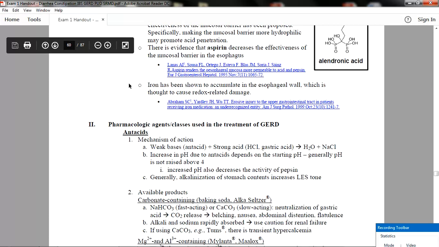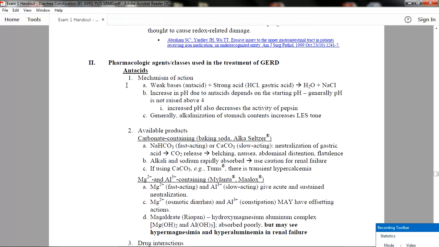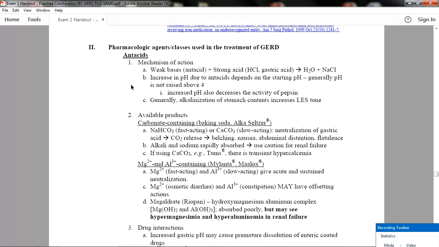Iron's a weird one. Some patients have had iron accumulate in the esophagus. Not really sure why that happens, but it's thought to cause damage because most metals can undergo oxidation reduction reactions and create free radicals and things like that. So that's potentially the reason.